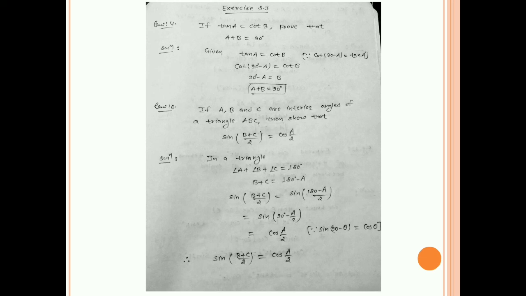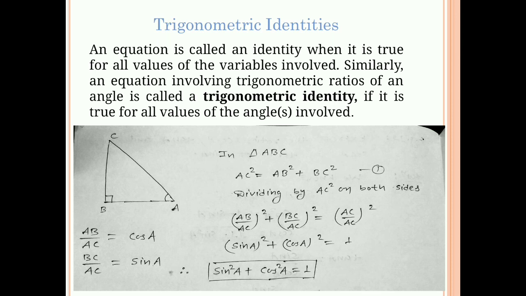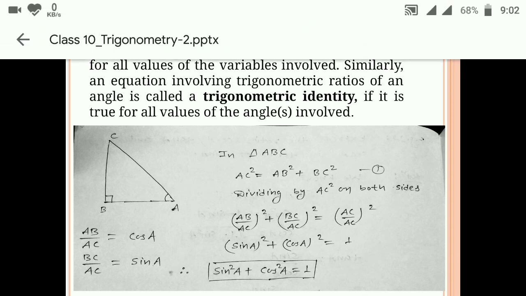If we take it separately, 180 by 2 will be 90 degrees, minus A by 2. So sin of (90 minus A by 2). Since we know sin of (90 minus theta) is cos theta, in place of sin of (90 minus A by 2) we can write cos of A by 2, which is equal to our RHS. So this is the proof that sin of (B plus C) by 2 is equal to cos of A by 2. So this was up to our exercise 8.3.